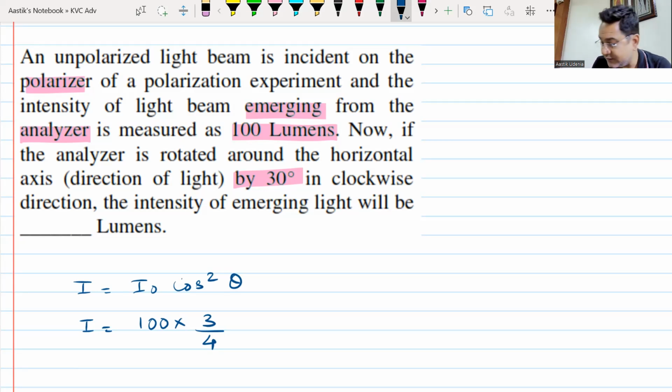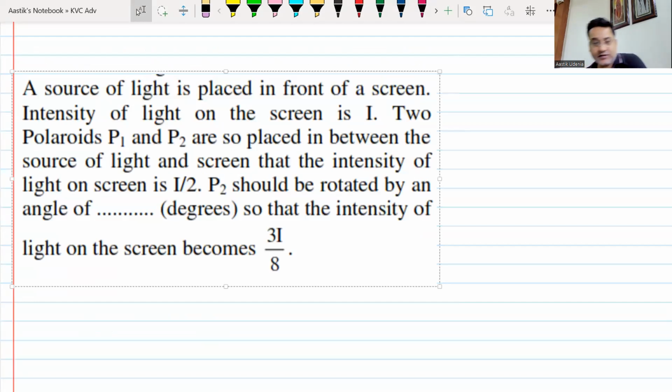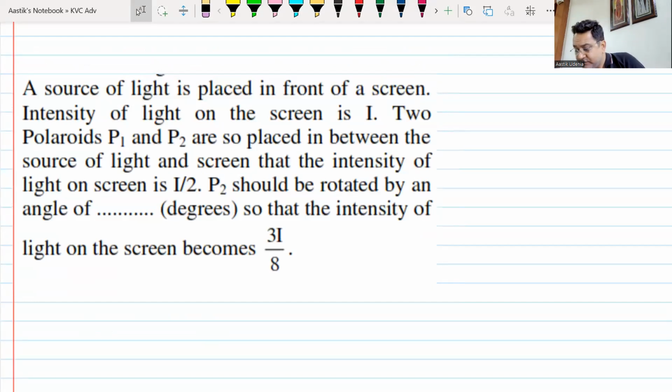This is again a question from 2022 JEE Main. You can see they put similar questions. If you understand their concept, you should be able to do well. A source of light is placed in front of a screen. The intensity of light is I.